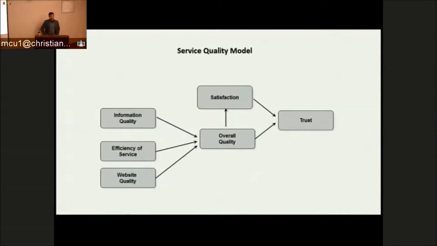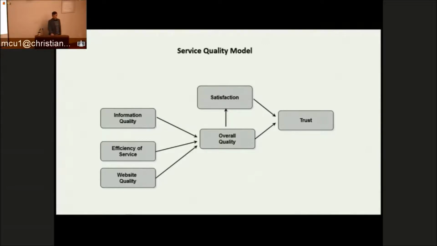The other theoretical model that is typically used is the service quality model. The service quality model is all about the actual service itself. So as you go on to the Obamacare website, let's say, you look at the information quality. You have a sense of efficiency of service. You have a sense of the website quality. That creates the perception of the overall quality, and that is supposed to lead to satisfaction and trust. So this is another model that has been used in literature.